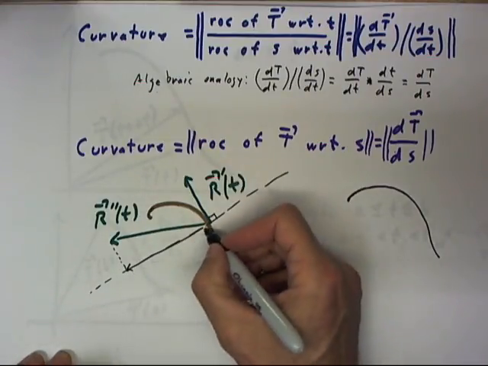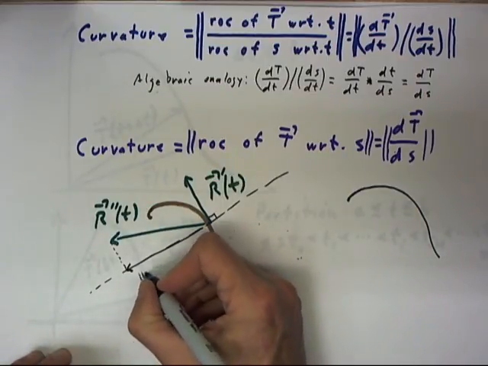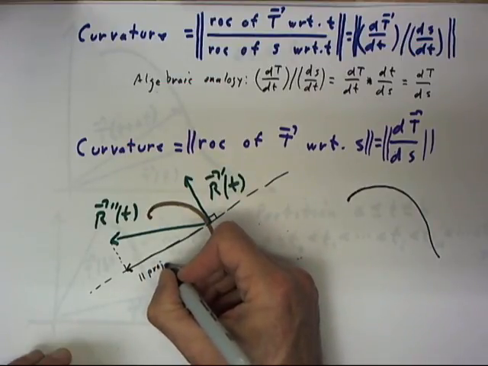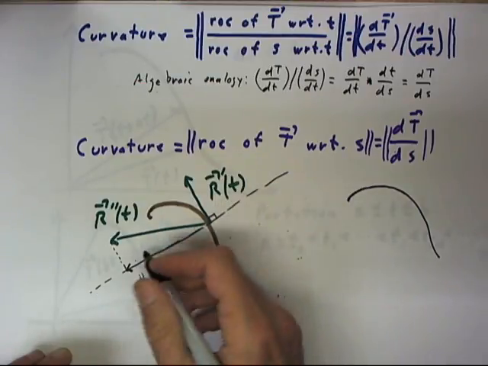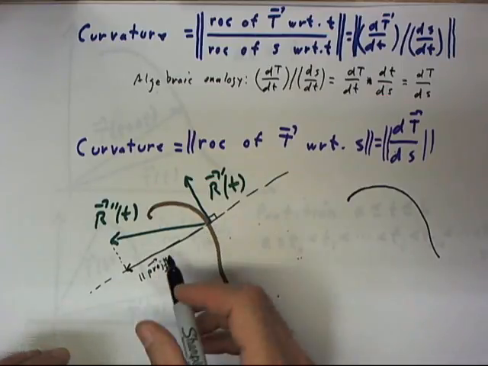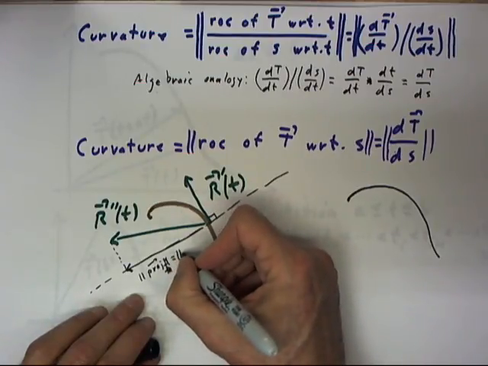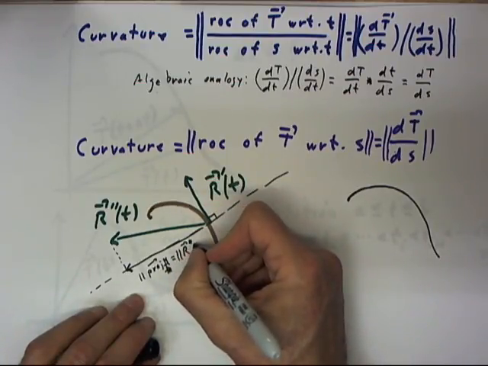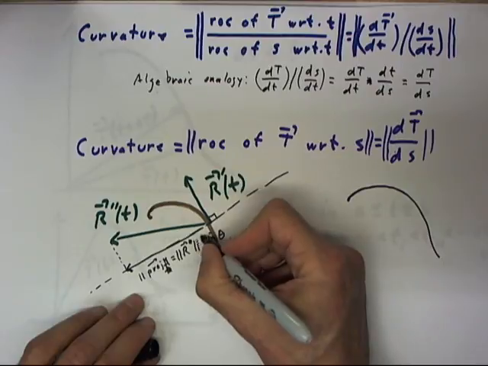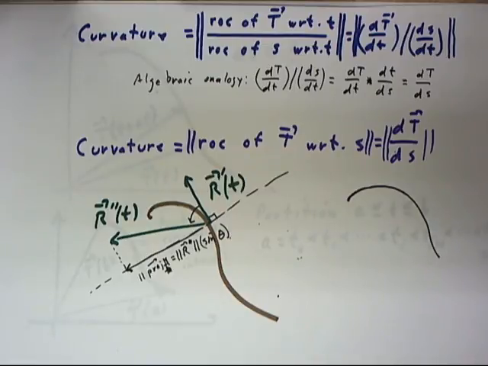And the magnitude of this projection vector here, magnitude of the projection onto, well, I don't have a vector to project onto. Getting a little sloppy here. Okay, we've got a projection vector. The magnitude of that projection vector is nothing but the magnitude of r double prime times the sine of theta, where theta is the angle between r prime and r double prime.